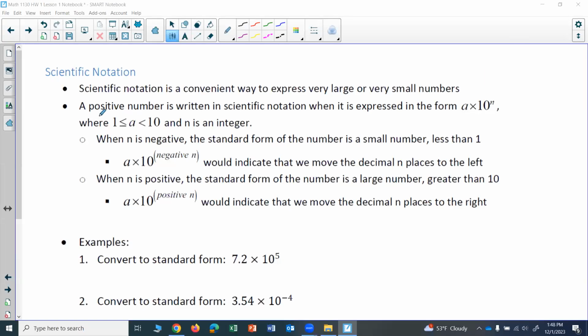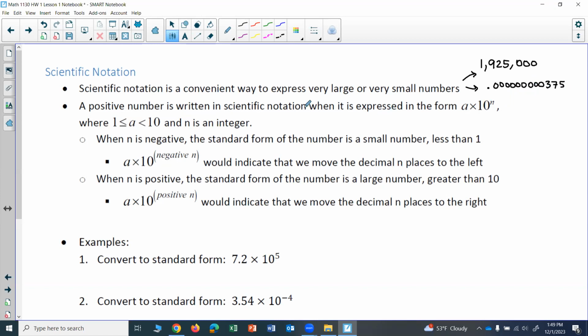In this video, we'll look at scientific notation. Scientific notation is a convenient way to express very large or very small numbers. So for example, a number like 1,925,000, or an even larger number, would be an example of a very large number, or something like 0.00000000375. That would be an example of a very small number that it would be good to use scientific notation for.